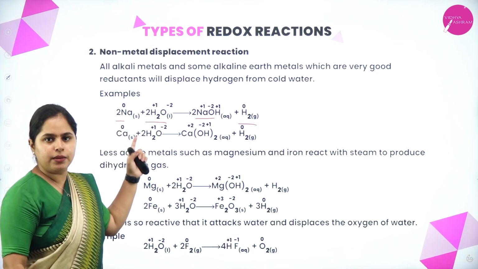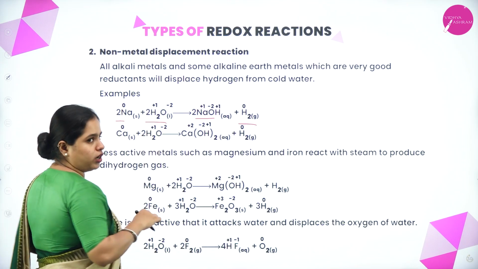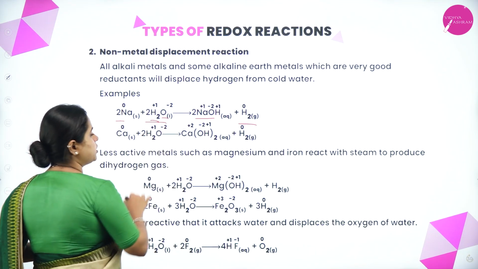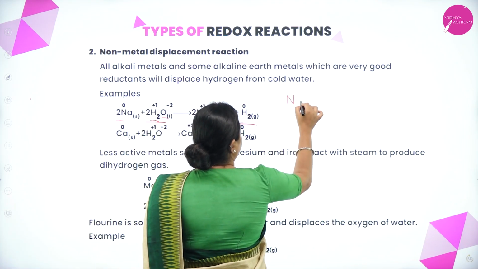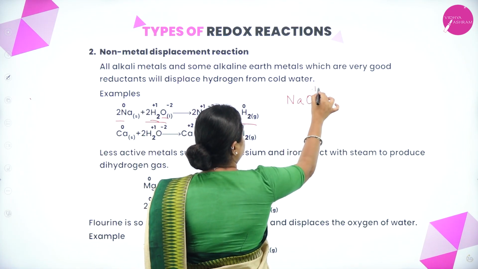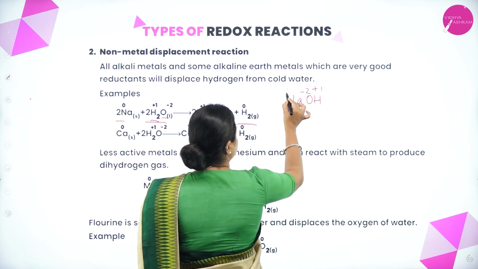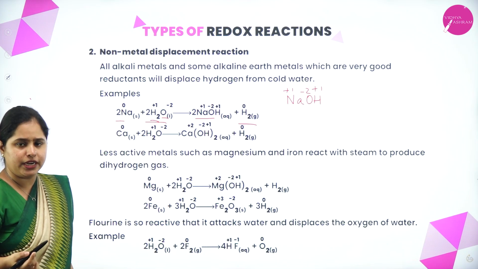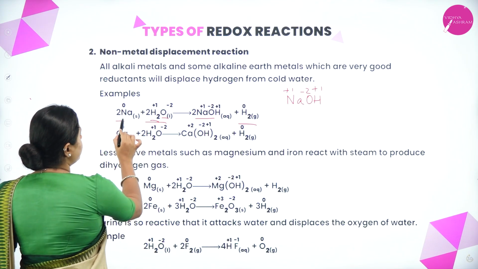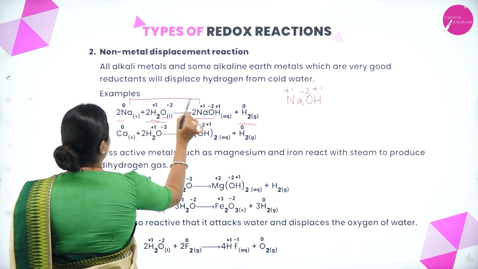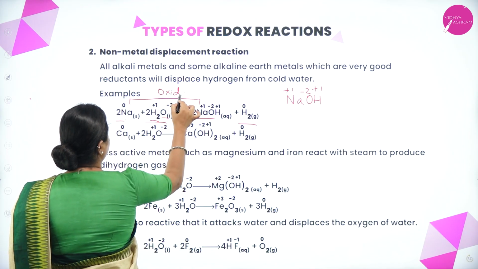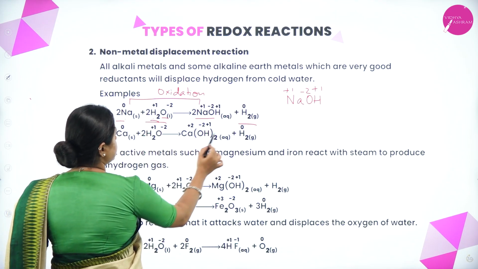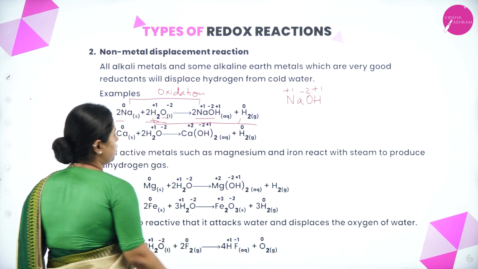So sodium in elementary state is 0. For water we have already discussed it many times. Oxygen is -2, hydrogen will be +1. And for sodium hydroxide, hydrogen will be in +1 state, oxygen -2, sodium +1. Right. And for hydrogen again it is in elementary state, so it will be 0. So sodium from 0 has increased to +1. So sodium is undergoing oxidation. And what about hydrogen? From +1 it has reduced to 0. So it is undergoing reduction.